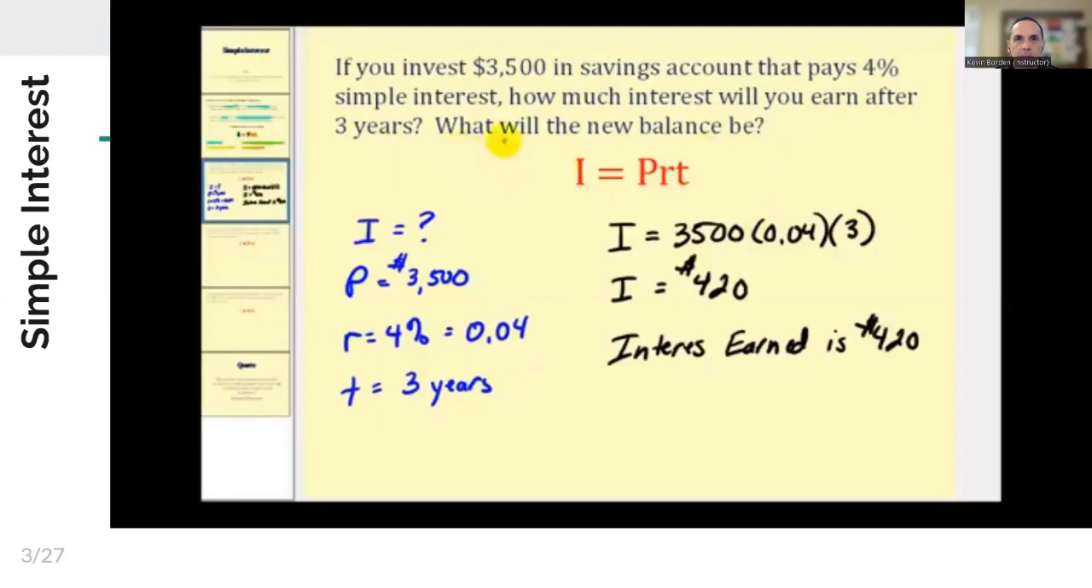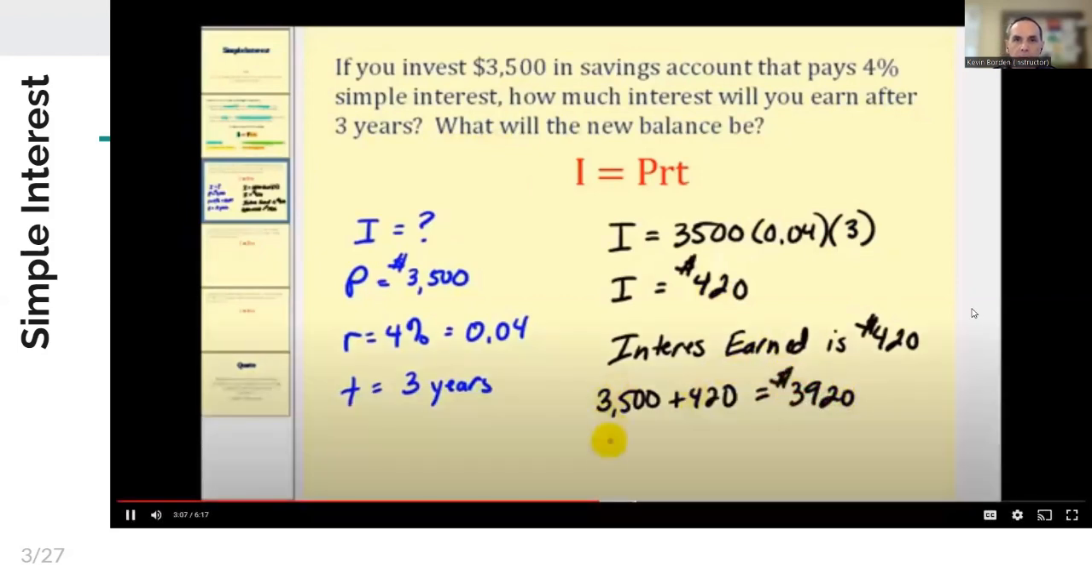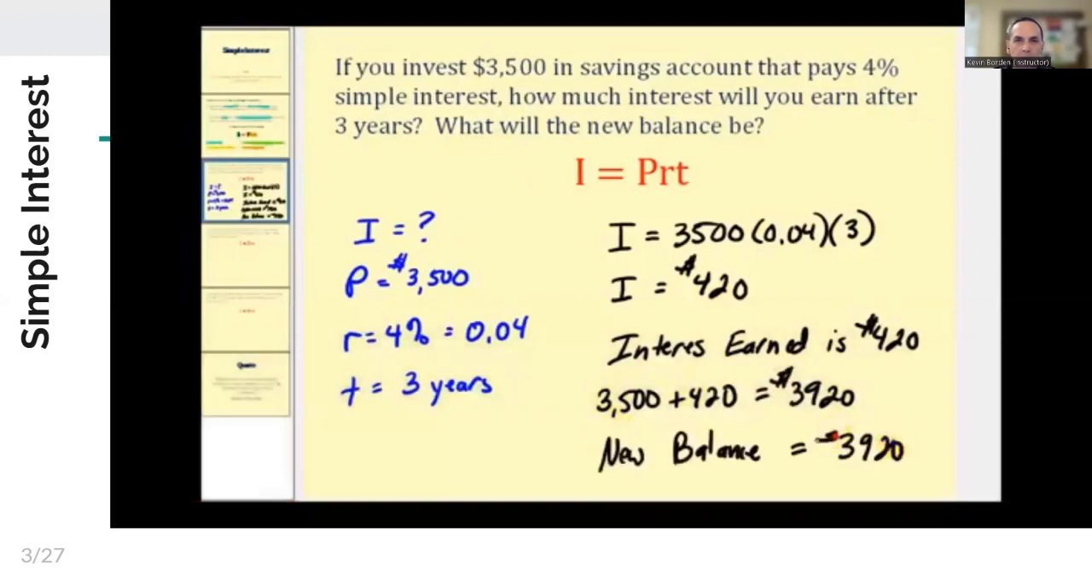But they also ask us what the new balance of the account will be. So we take our starting amount, 3,500, and this interest represents the increase in the balance. So we add $420, and the ending balance will be $3,920. So again, we found the interest earned, and then we also found the new balance of the savings account after 3 years.